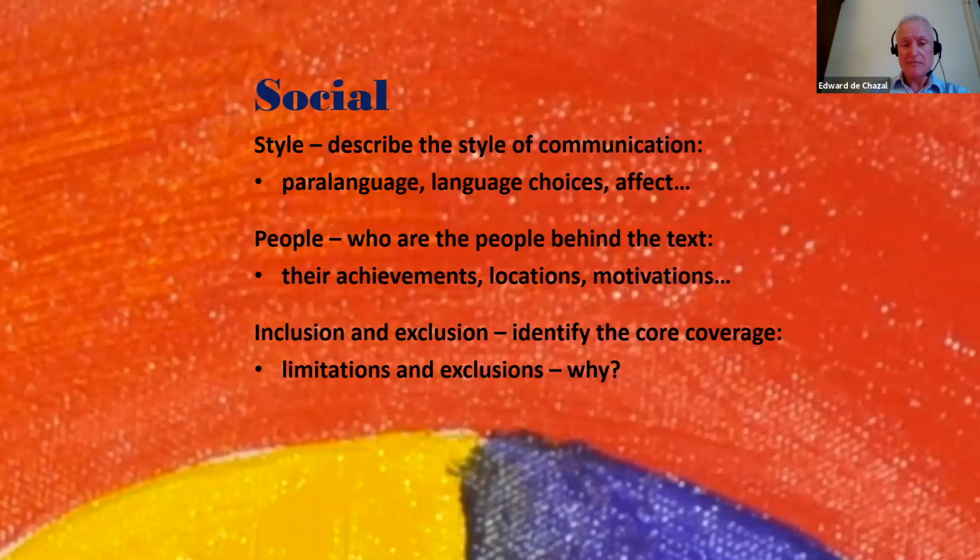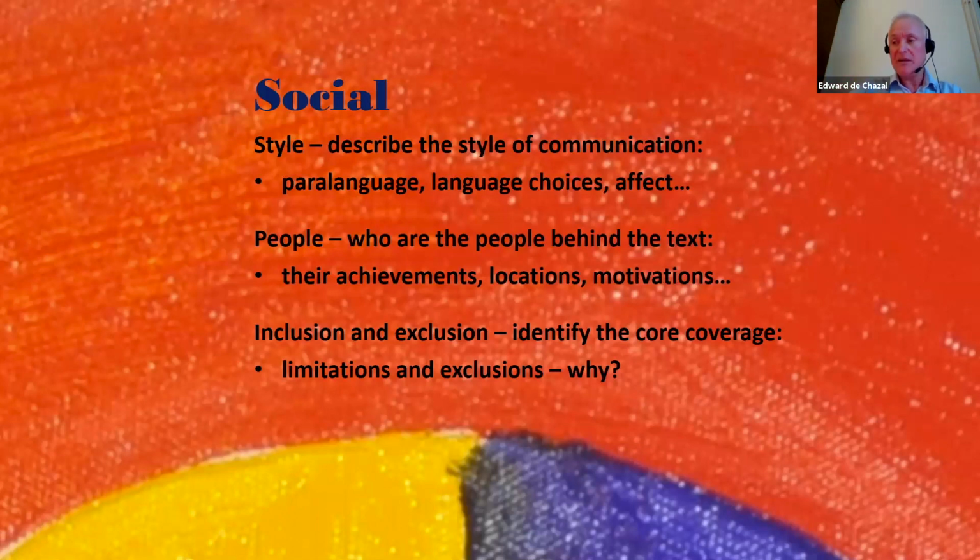So style, look at the style of communication. Look at the paralinguistic features, facial expressions, eyebrows, tone of voice, emotion, affect, anger, other emotional features that can be picked up. Also language choices. Why are certain words chosen or phrases chosen?